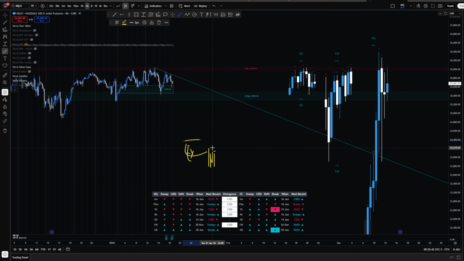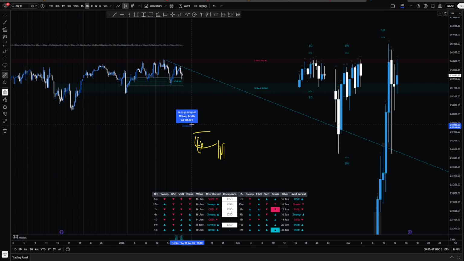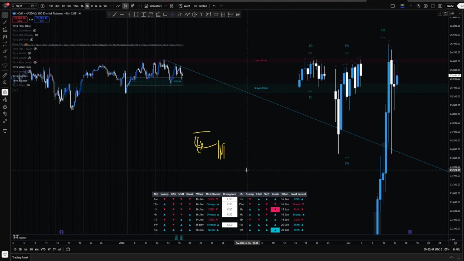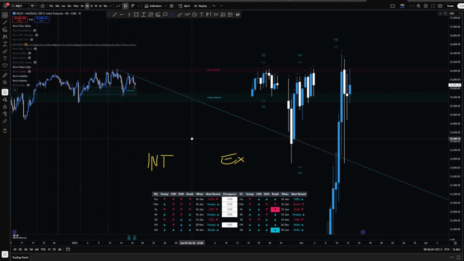So, ooh, interesting. I've already drawn it out once. Let me get rid of those. We'll start this again. So, internal versus external. What are the differences? What are internal versus external liquidity levels?